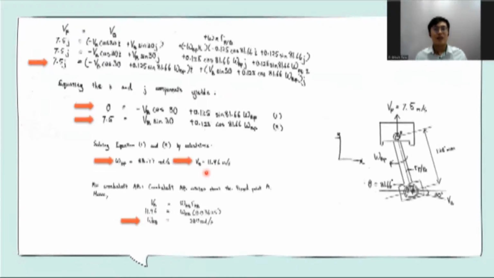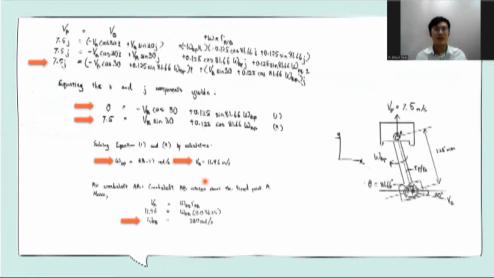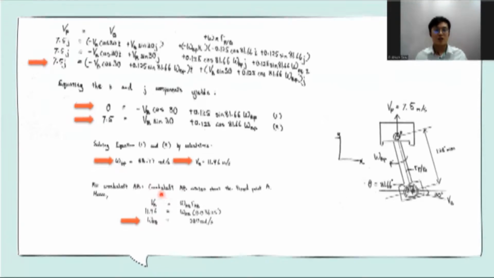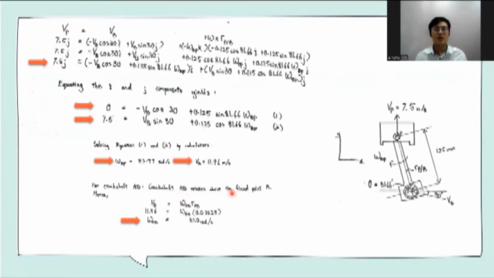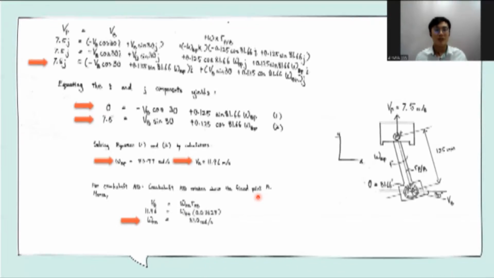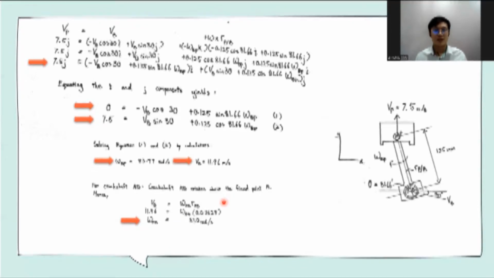After we get this information, we know that the crankshaft AB rotates about the fixed point A. Hence, the velocity of B is equal to the angular velocity of AB multiplied with r AB. Finally, we will get the angular velocity of AB is equal to 330 radians per second.